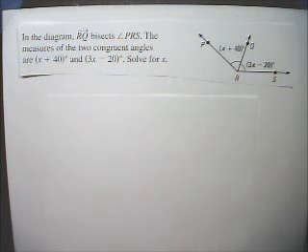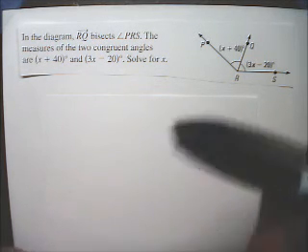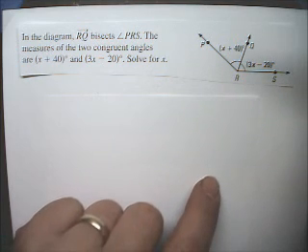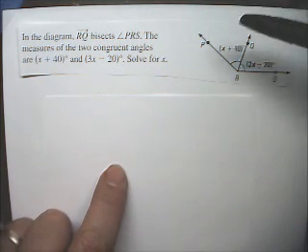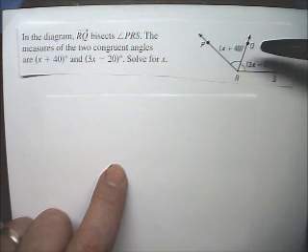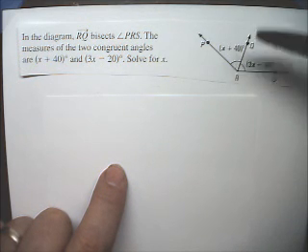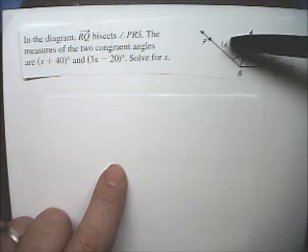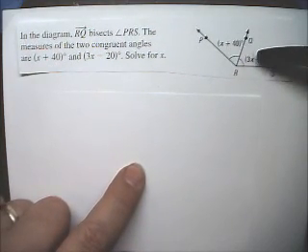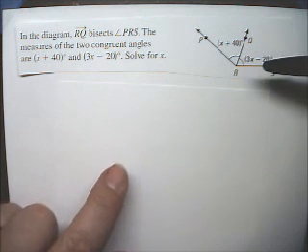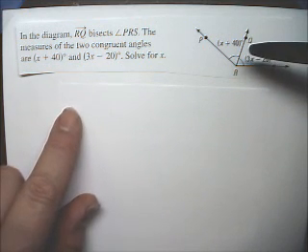Hello, this is Basics of Geometry, Segment and Angle Bisectors, Example 5. Example 5 describes this figure, and ray RQ bisects angle PRS, so this angle is congruent to that one. That means their measures are equal.